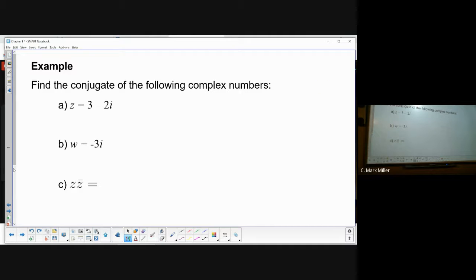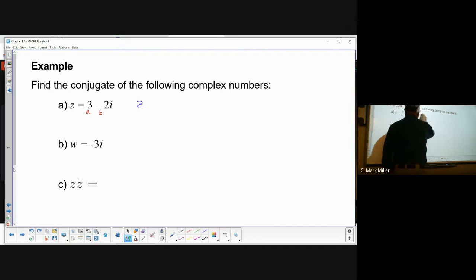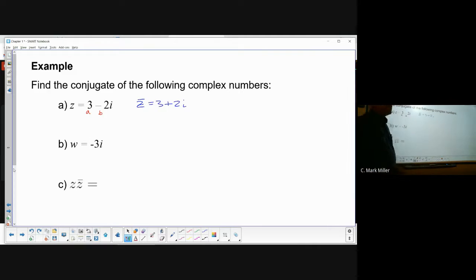Example. Find the conjugate of the following complex numbers. This is z. So a is 3, b is minus 2. So its conjugate, z bar, is 3 plus 2i. You flip the sign in the middle.